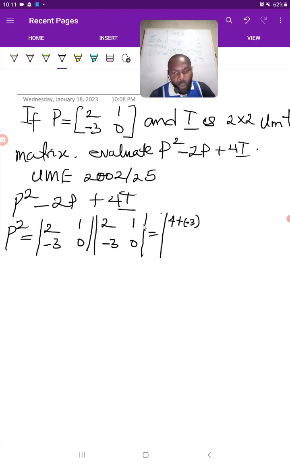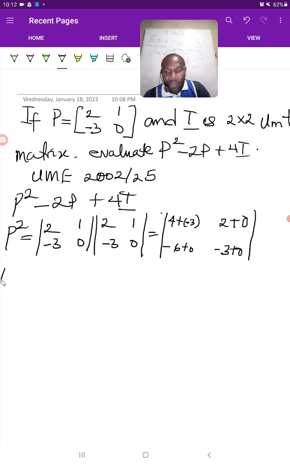So the row also multiplies this column, which will be 2 times 1 plus 1 times 0, which gives 2 plus 0. This one will start again. Minus 3 times 2 will give you minus 6, and 0 times this plus 0. Again, minus 3 times 1 gives you minus 3, and 0 times minus 3 is 0.